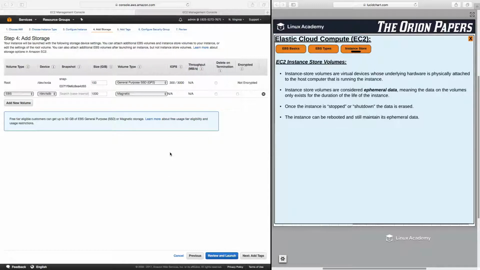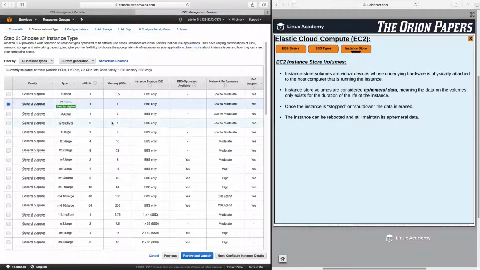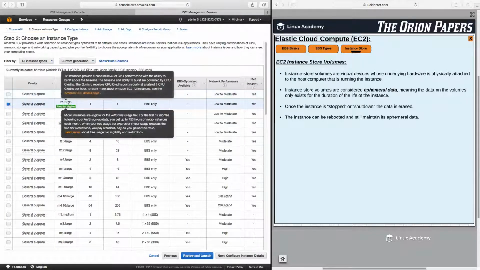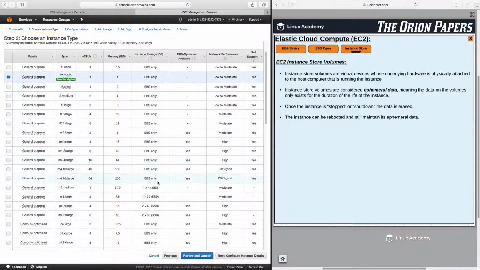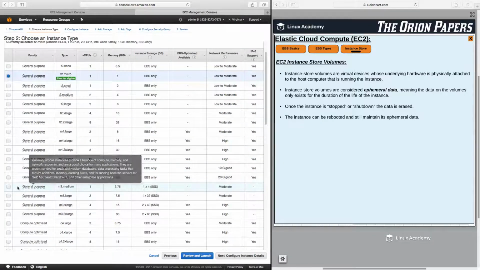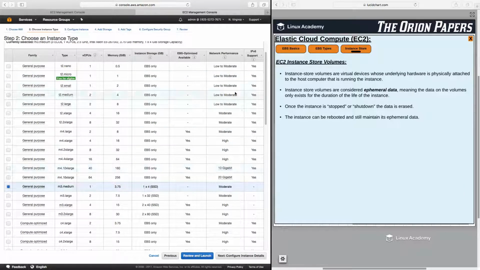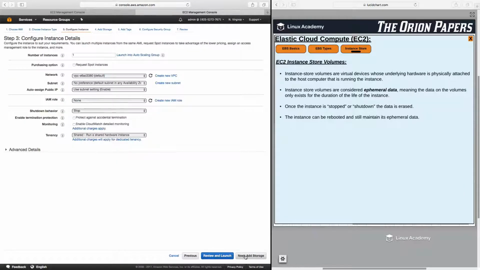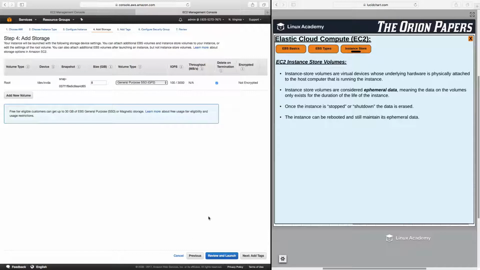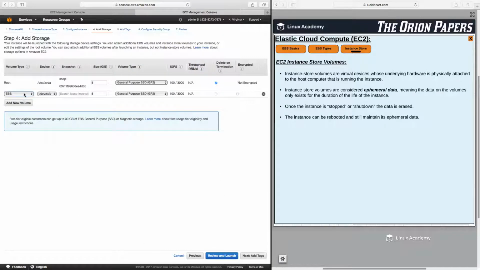Now, for a lot of instance types, you cannot select instance store as a volume type. However, if we go back and we view our instance types, we can see here under instance storage, we selected the T2 micro and that is EBS only. However, if I select one that doesn't say EBS only, let's say this M3 medium, and I quickly go through the next option and come here to storage, and I add a new volume, I can select an instance store volume. So if you need to select an instance store volume for some reason, this is how you would go about doing that.